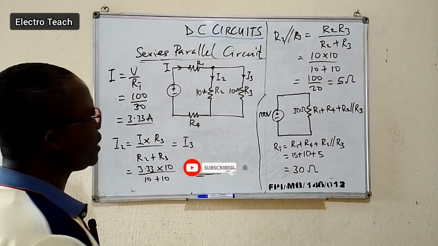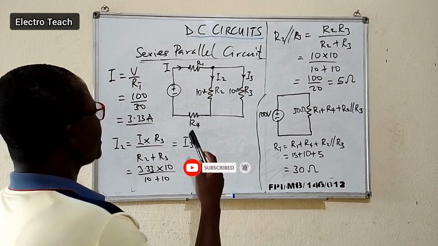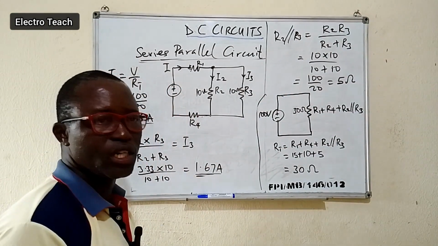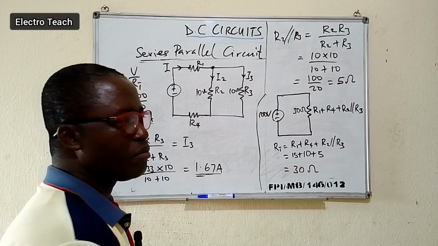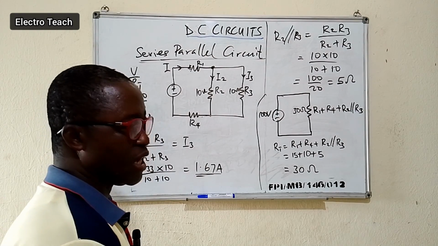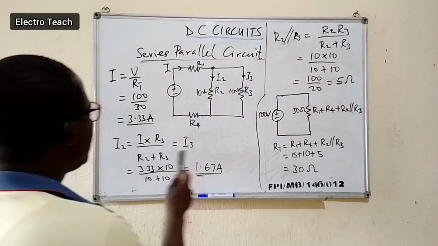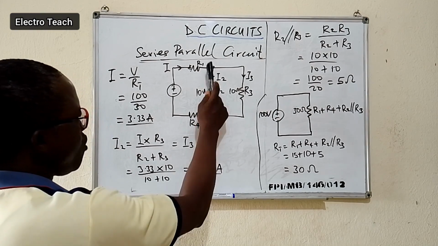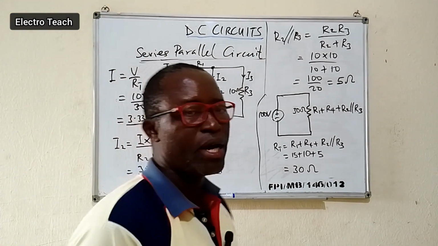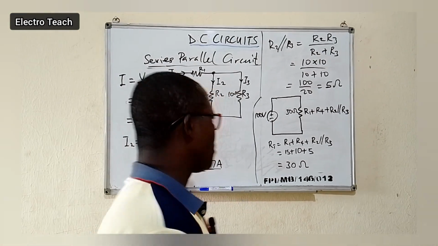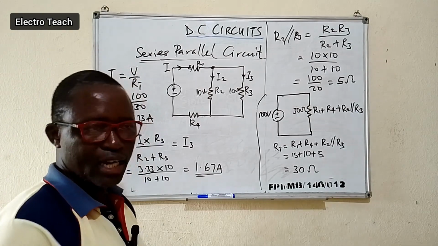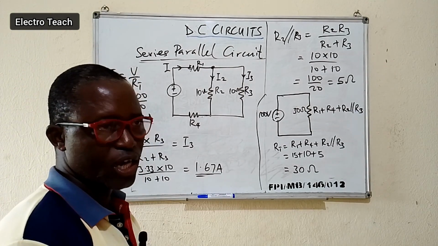So by current divider rule, what we do is multiply the total current by the resistance of the opposite or adjoining branch that is in parallel, then divided by the summation of the two resistances for the two branches in parallel. When we have three branches in parallel, we extend that formula into that calculation as well.